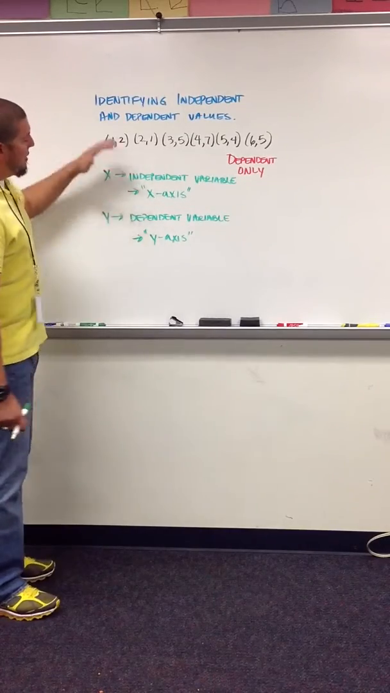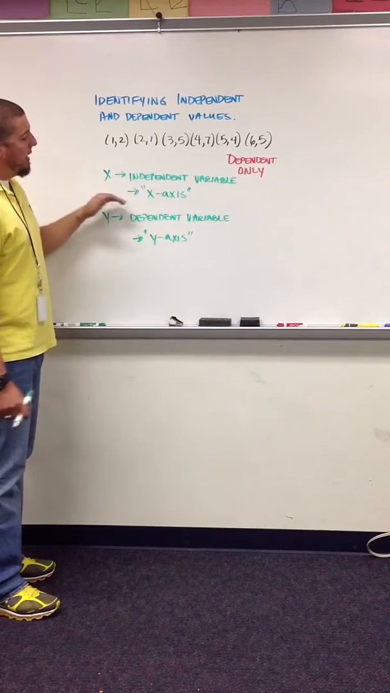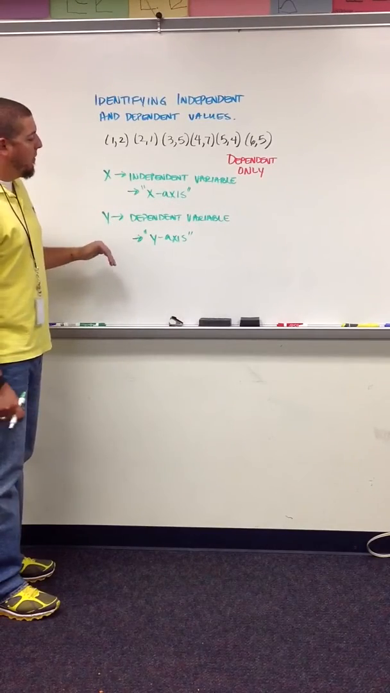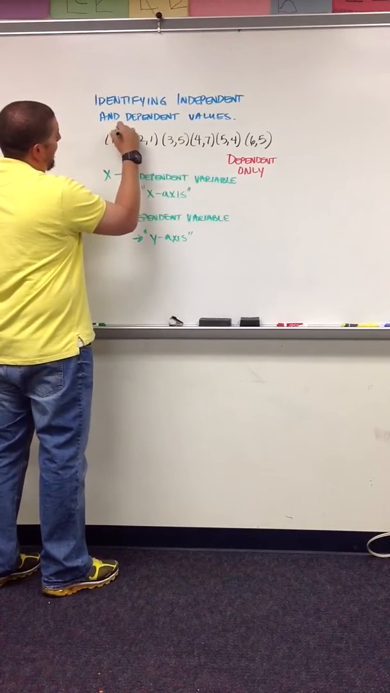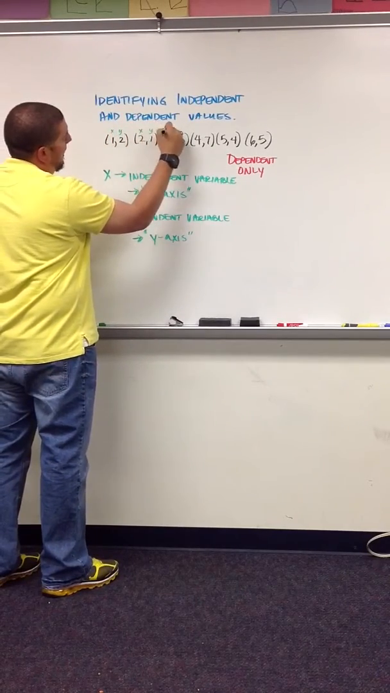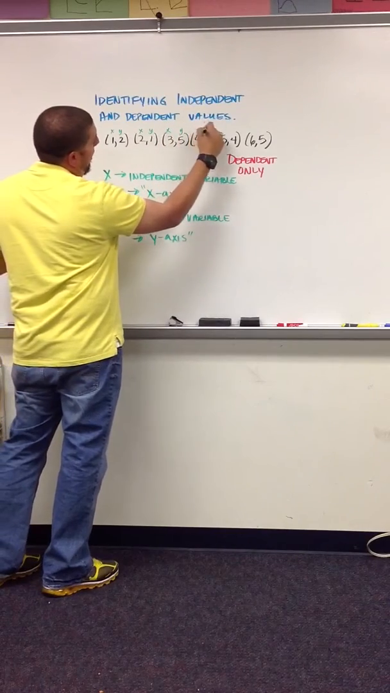Alright, so knowing this information here, that the x is the independent variable, it's found on the x-axis, and the y is the dependent variable, found on the y-axis, what I could do is I could go through all my points here and label x, y, x, y. Make sure each one has an x and each one has a y.